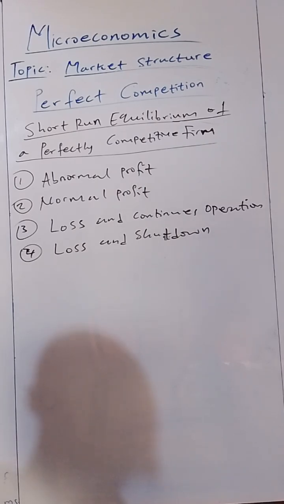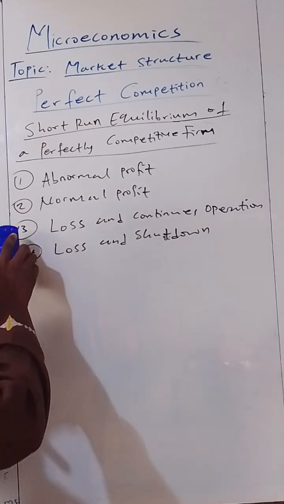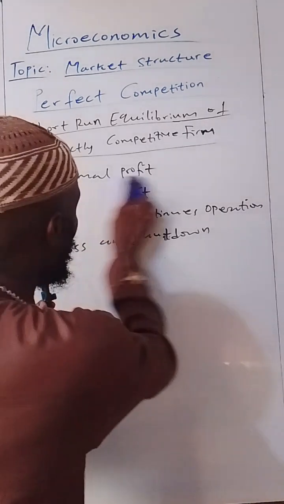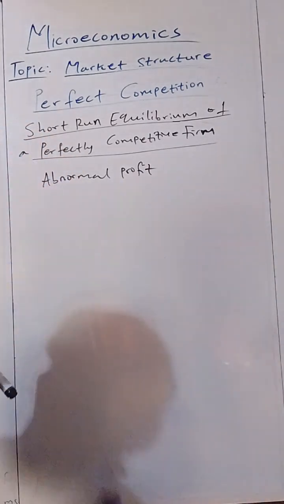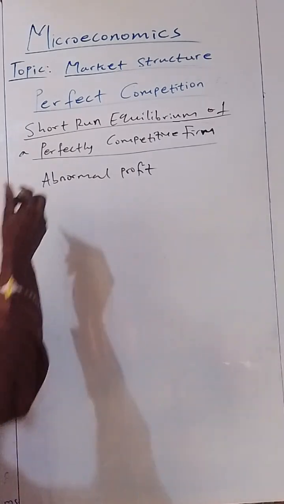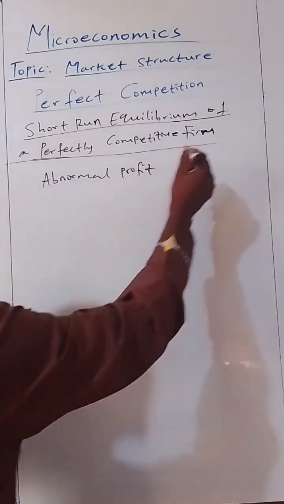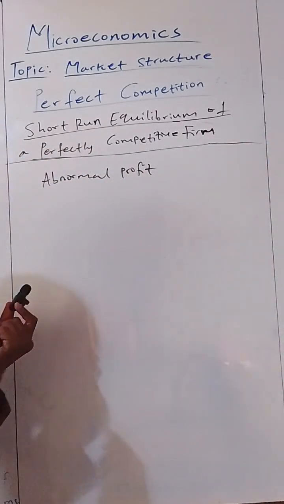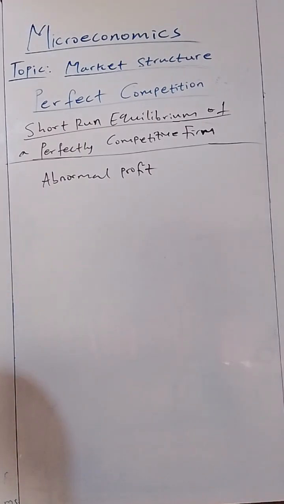Now, in this class, we will be analyzing the first situation, that is abnormal profit case. So let me explain this abnormal profit. We are asked to draw a diagram that depicts a situation whereby a perfectly competitive firm is making an abnormal profit in the short run. How do we do that?